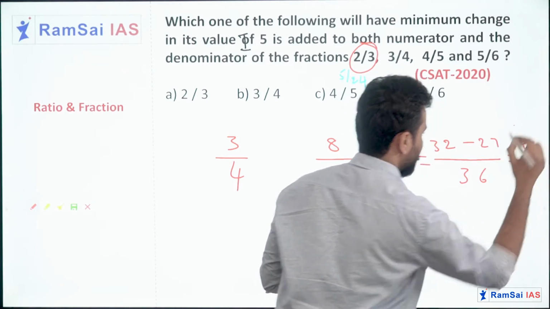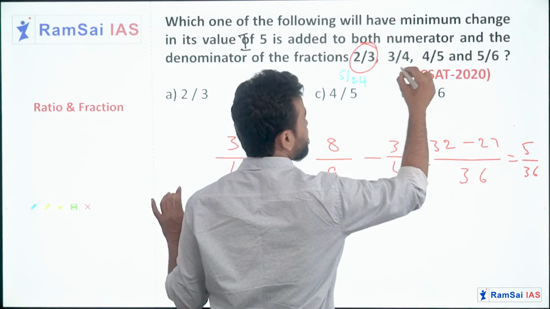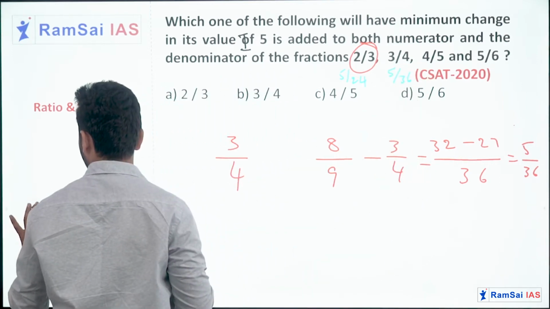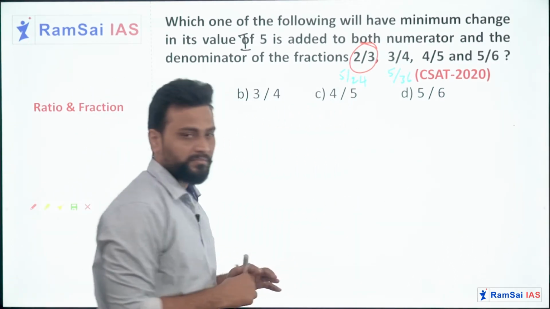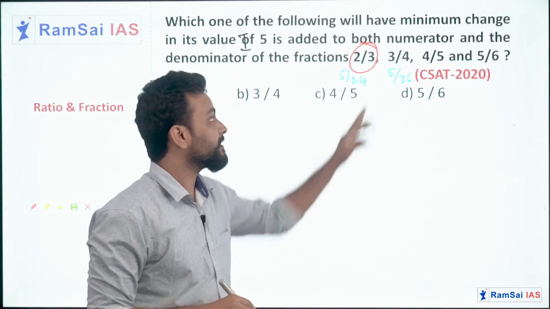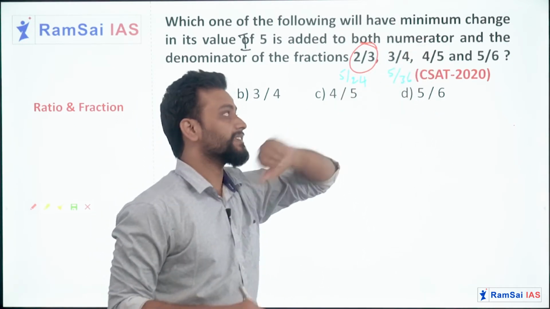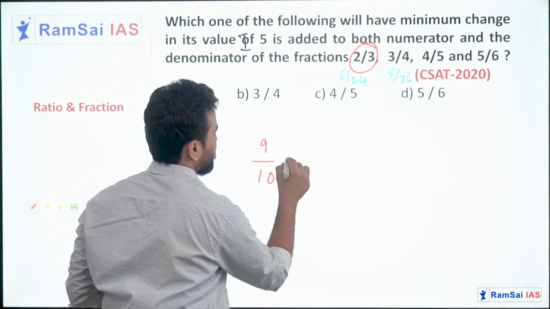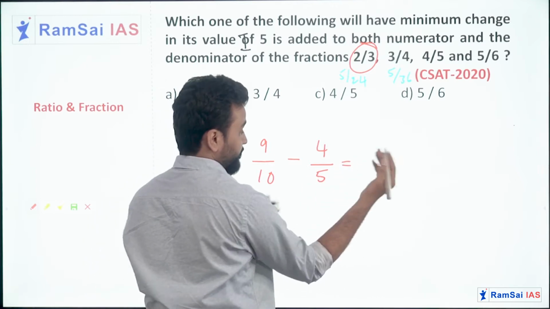5 by 36. So just for my reference, I will write the number here, 5 by 36. The next fraction, see this time I will not write everything. See, 4 by 5 is the fraction. If you add 5 to numerator and denominator as well, the resultant will be 9 by 10, right? And the change will be 9 by 10 minus 4 by 5.